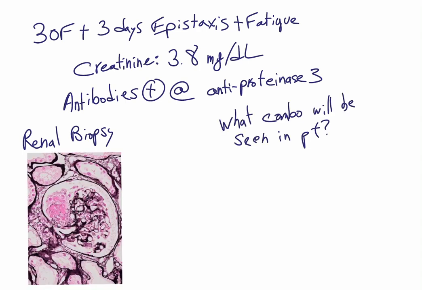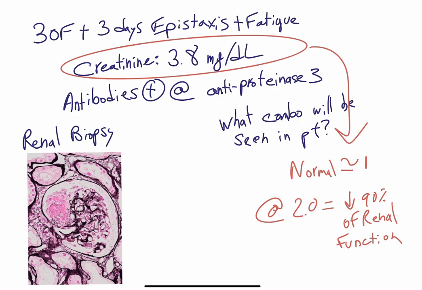We have a 30-something female with 3 days of epistaxis. She also has fatigue, as well as a creatinine of 3.8. Please note that this is extremely elevated. Normal should be around 1. The range, in theory, should be from 0.7 to 1.2.